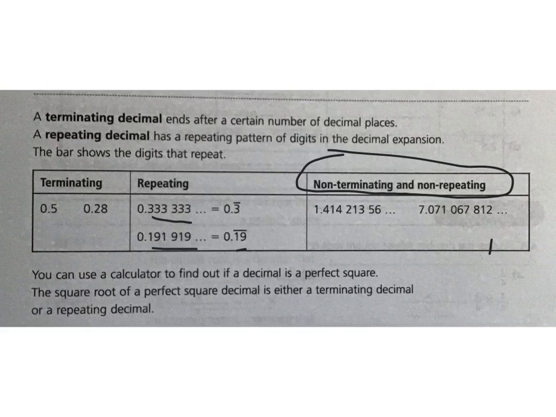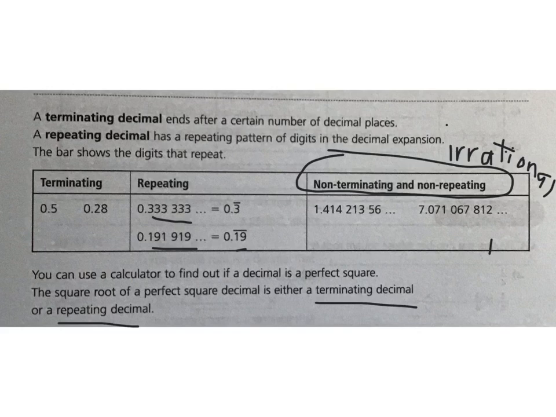You just run out of room on your calculator. So if you remember from our rational numbers unit, these numbers were called irrational because they didn't terminate and they didn't repeat. Basically, we can check if a decimal is a perfect square by taking the square root. You can use a calculator to find out. If the square root ends up being a terminating decimal or a repeating decimal, then we've got a perfect square decimal. But if not, then we've got a non-perfect square decimal.